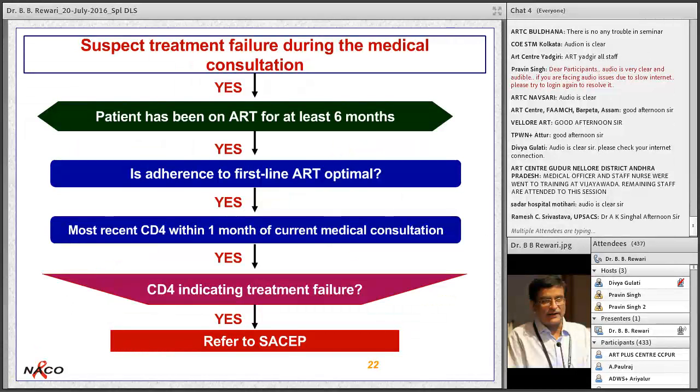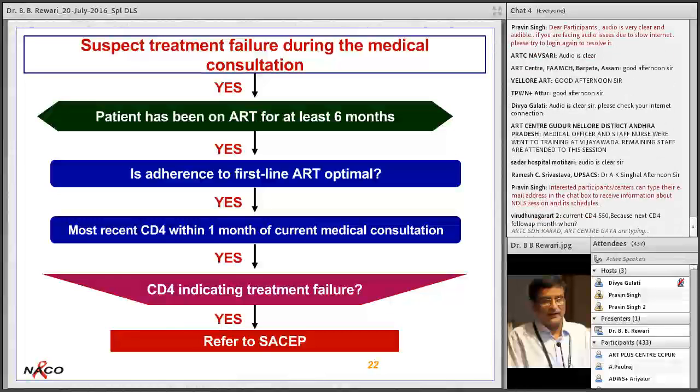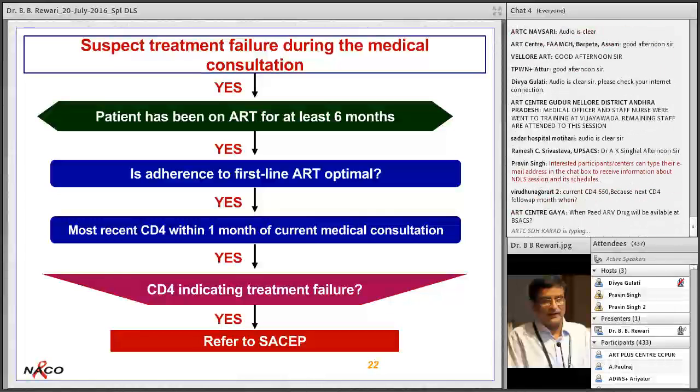Now the protocol is similar. Once you have suspected failure, you have to see whether the patient has been on ART for 6 months, because generally patients don't fail below 6 months, as our transmitted drug resistance is very low. But they may fail not only because of treatment failure or resistance, they may fail because of poor adherence. So you have to see whether adherence is optimal or not. If it is optimal, then you have to see whether the CD4 count is recent, within 1 month. If it is indicating failure, immediately the person has to be referred to SACEP.